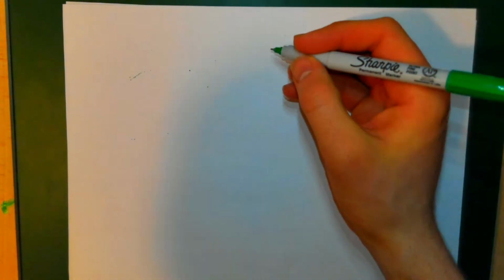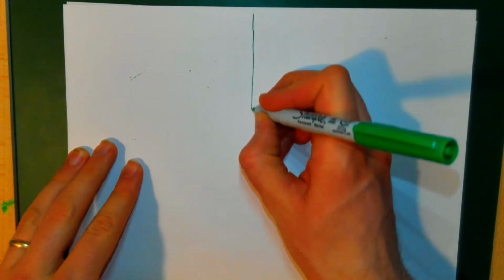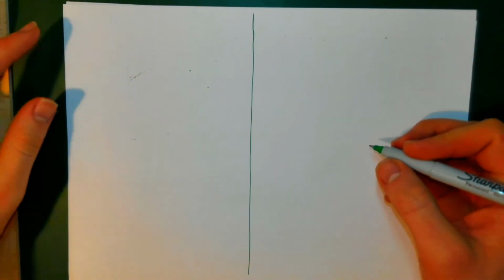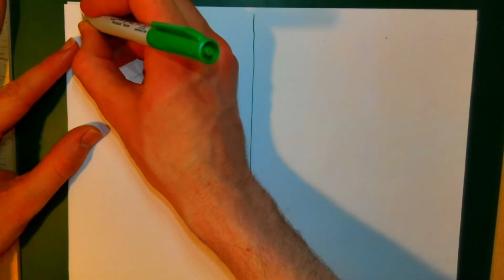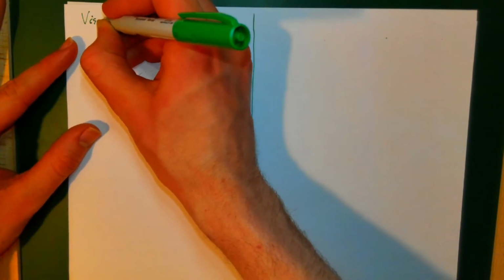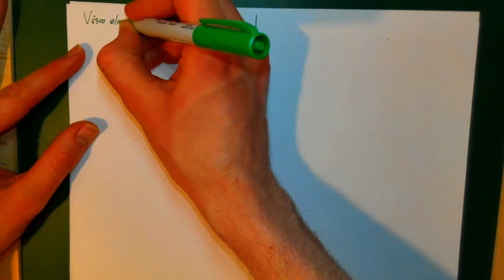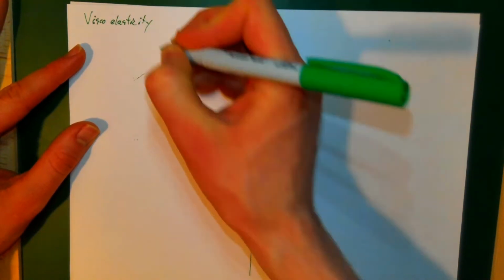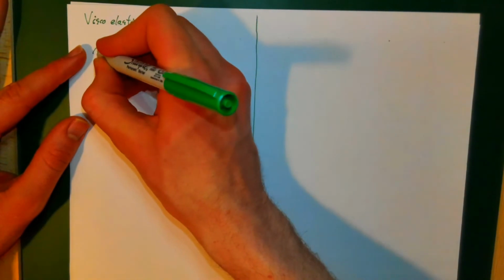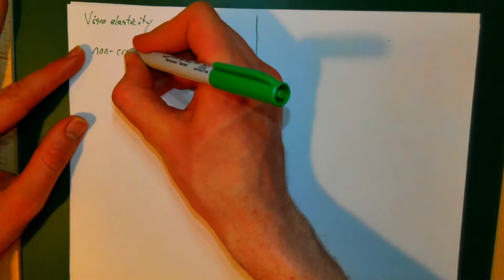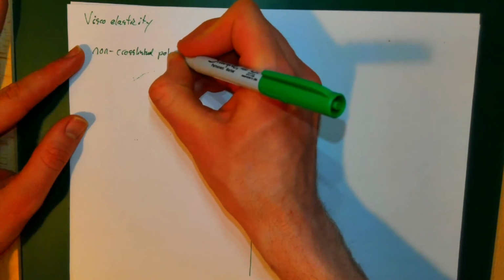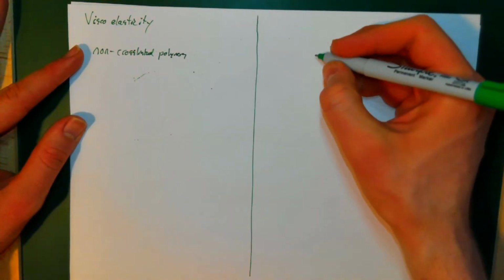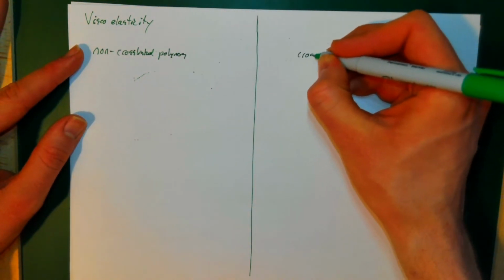So for viscoelasticity, we'll basically split ourselves into two regions. We'll consider two cases. One, we'll have non-cross-linked polymers, and then the other one will have cross-linked polymers.